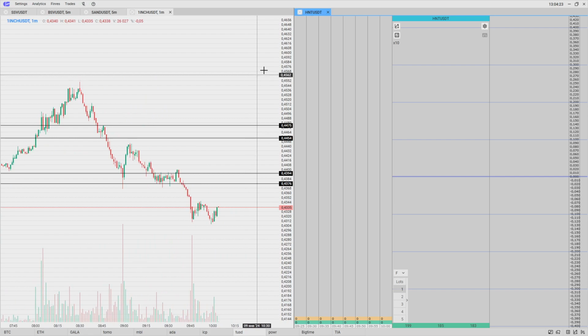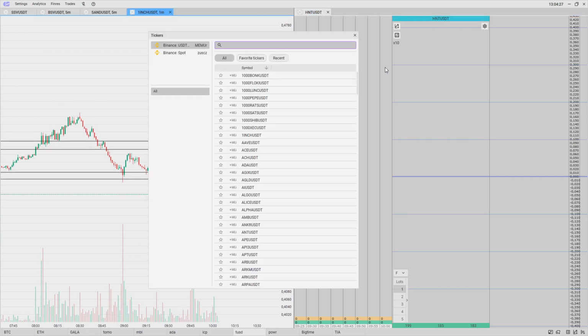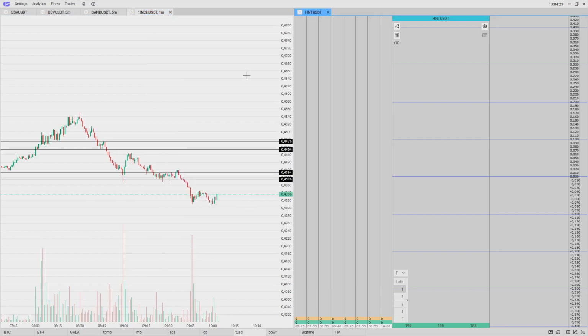Some loading problems. Why it doesn't open? Okay, never mind.